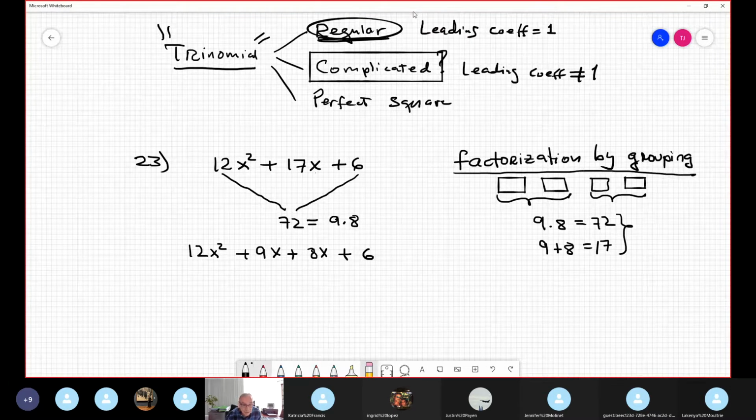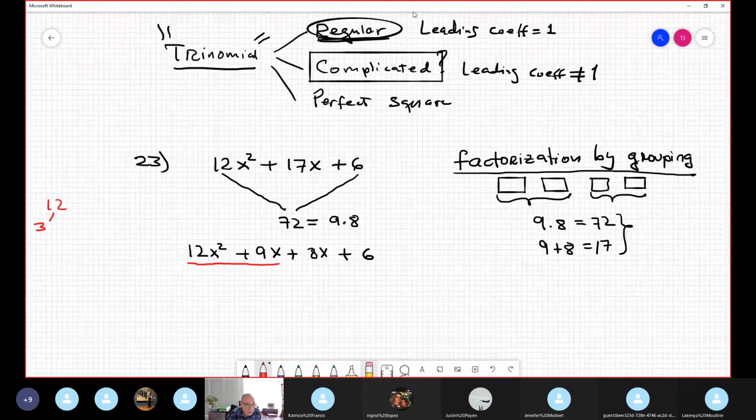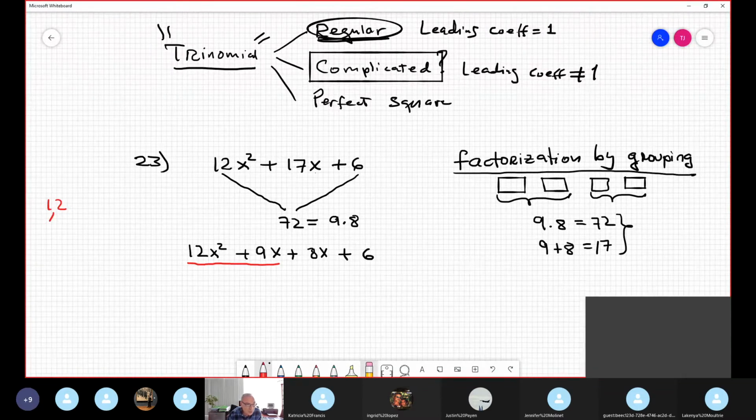So what is the GCF in the first couple? What is the GCF in the first couple? Okay, the GCF in the first couple, let me see. 12 is 3, no. Let me try to do well. 2, 6. Wait, but I want 9x.